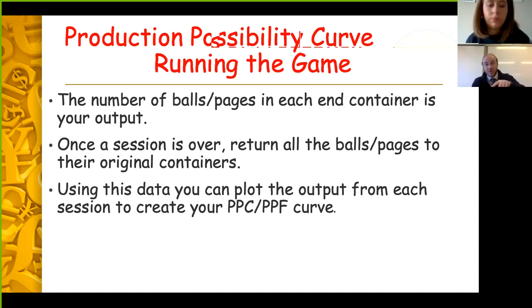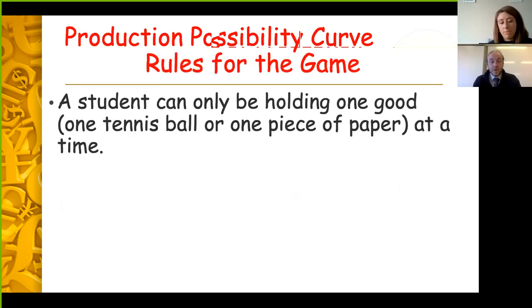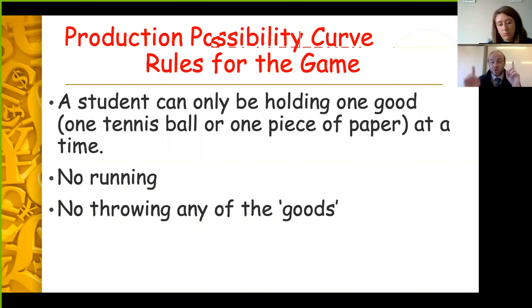Now, obviously it's not going to be a perfect curve, but they'll be able to visually see what it looks like. Now, the rules for the game, to make clear from the start, as we said: a student can only be holding one good, i.e. one tennis ball or one piece of paper at a time. There's to be no running allowed, which makes sense. And you're not allowed to throw any of the goods either. Okay. And this keeps it consistent.